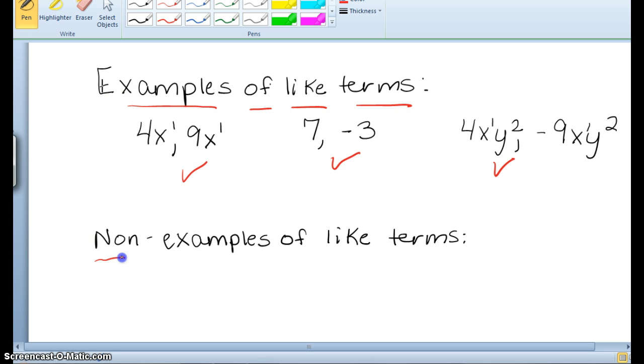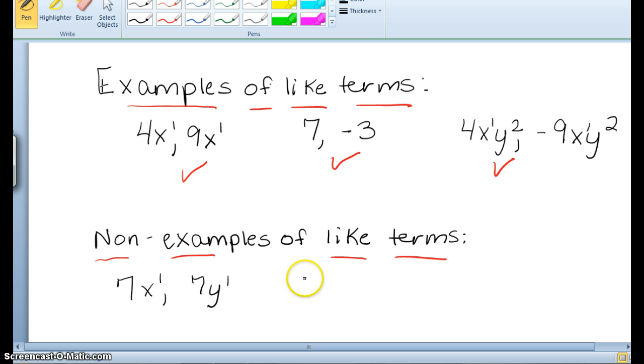Now let's look at some non-examples of like terms, some terms that are not like. For example, 7x and 7y. These are not like terms. Note the coefficient, or the number in front of the variable, they're the same, but that's not what makes them like terms. What makes them like terms or not like terms in this case is the variables are different. This is an x to the first power, this is a y to the first power, so they are not the same.